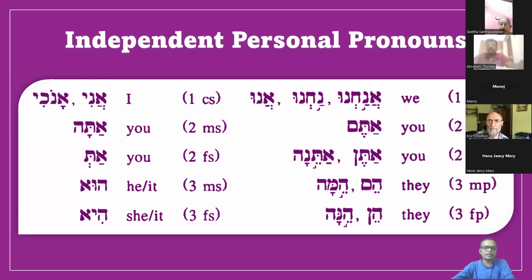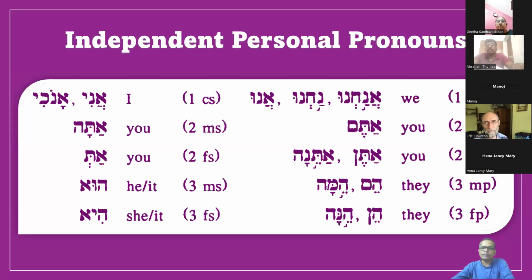Ani, Anoki is first common singular, meaning I. Atah, meaning you, is second masculine singular. Second feminine singular, At, is you. And third masculine singular, Hu, means he or it. And the Hi, that is the Hebrew term for she. So Hi is third feminine singular, meaning she or it.